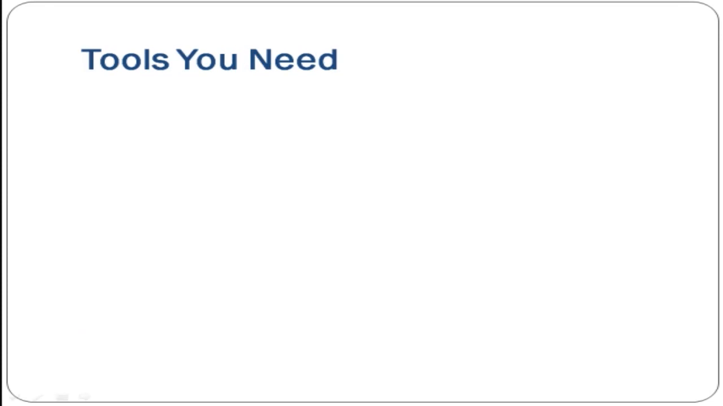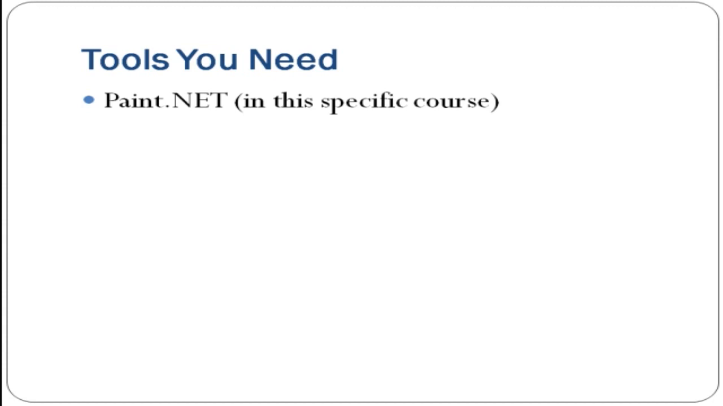So with that said, let's talk about the tools that you're going to need. You're going to need Paint.net in this specific course, of course. Now, keep in mind that the concepts that I'm going to teach you can apply to just about any other tool. They can apply to Adobe Photoshop. They can apply to GIMP. Let's say, for example, that you want to use something like GIMP. It's not going to be the exact same layout, but it's going to be similar concepts. So you can use GIMP if you want to, but I personally use Paint.net, and I'm going to use that for this specific course.